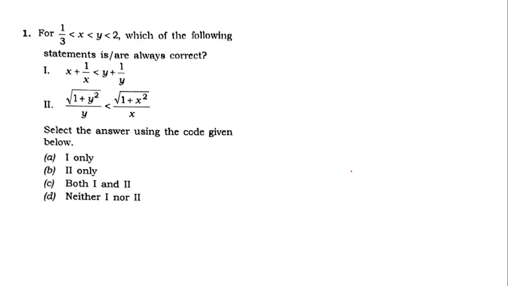The first question. For 1/3 less than x less than y less than 2, which of the following statements is or are always correct? So this question is about inequalities. They have given two statements and some values. We have to check whether they are always correct or not. So let us assume some values.